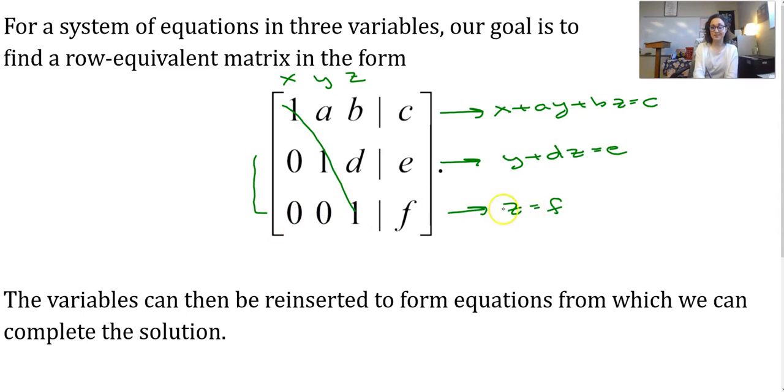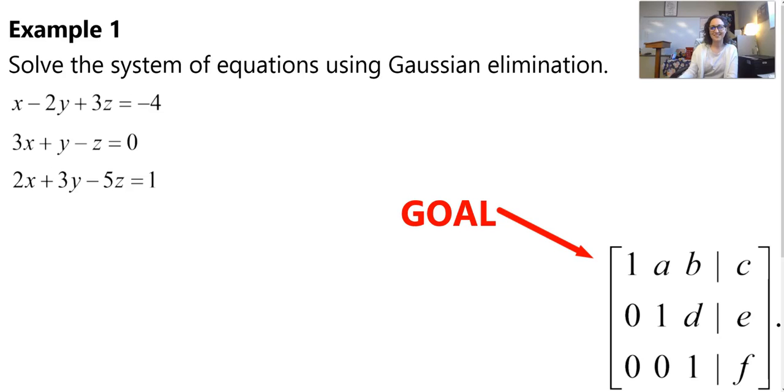Well, if I know what z is, then I can back substitute and put it in here, which will allow me to find y. And once I've got y and z, now I can find x. Okay, so that's going to be our strategy, is to get my matrix into this format. It's called row echelon form. First pause on the screen, go ahead and copy the system that I have.